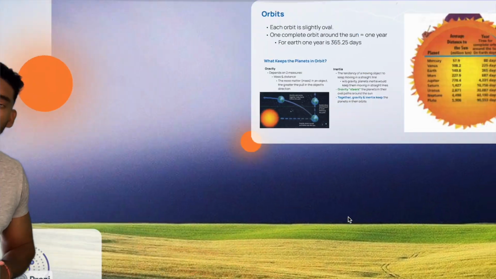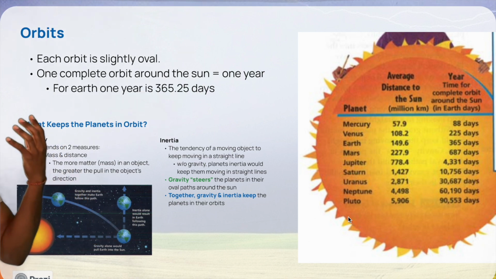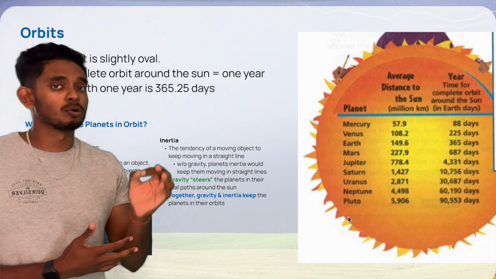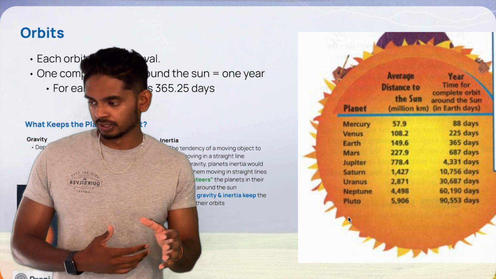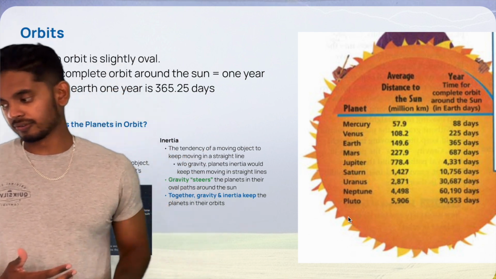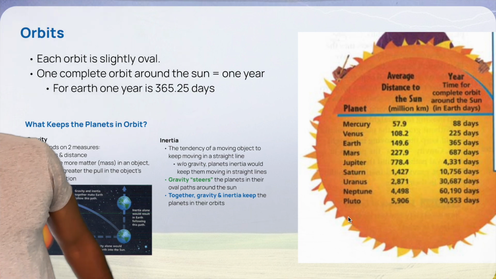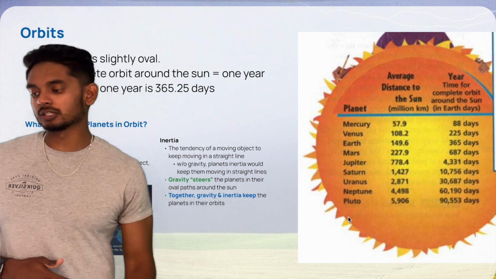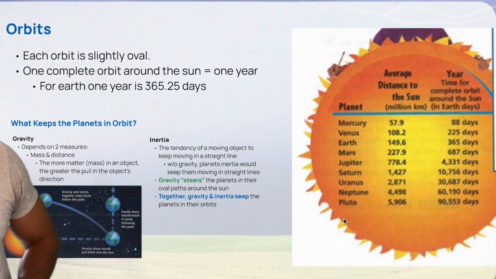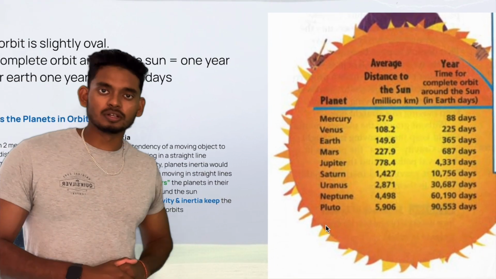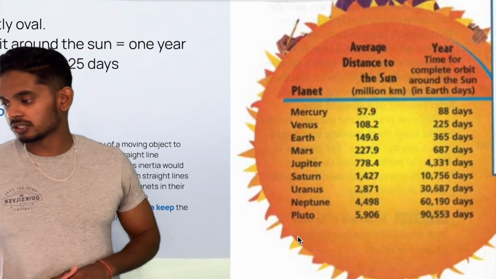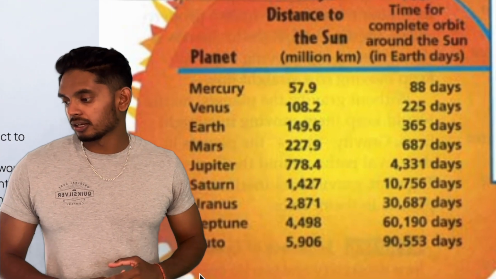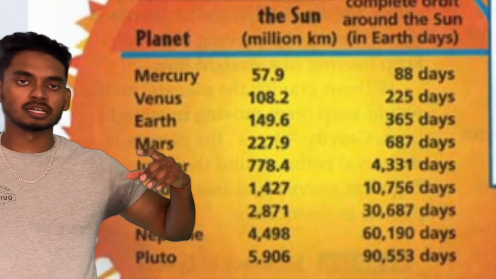Humans have decided that one orbit around the sun is equal to 1 year, and one Earth year is 365.25 days. That's why we have a leap year to calculate for that. On the right, you can see the average distance to the sun and how many days it takes to orbit the sun. As you can see, Pluto takes 90,000 Earth days to orbit the sun versus 365 days for Earth. And then as you go even closer to Mercury, it takes even less time.